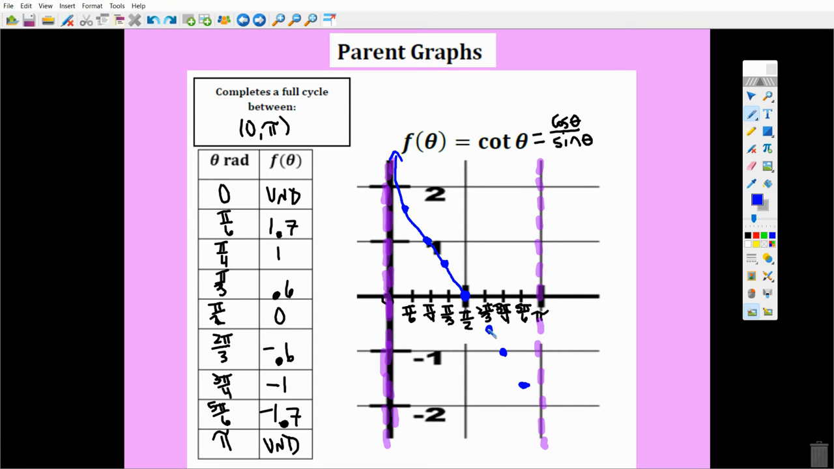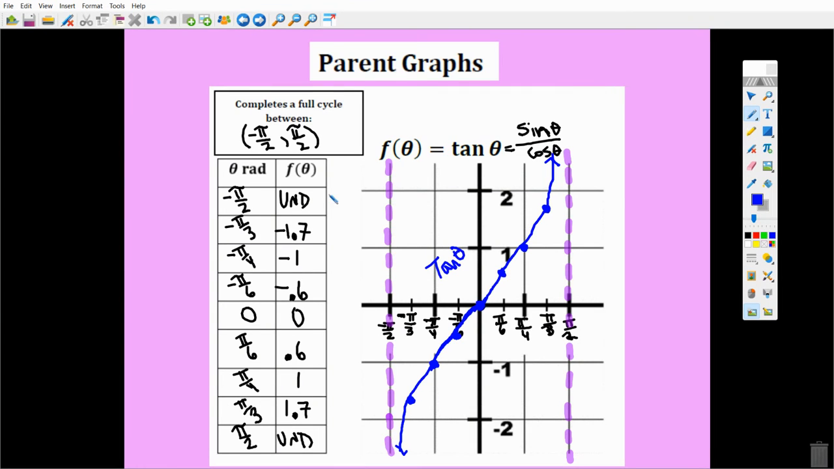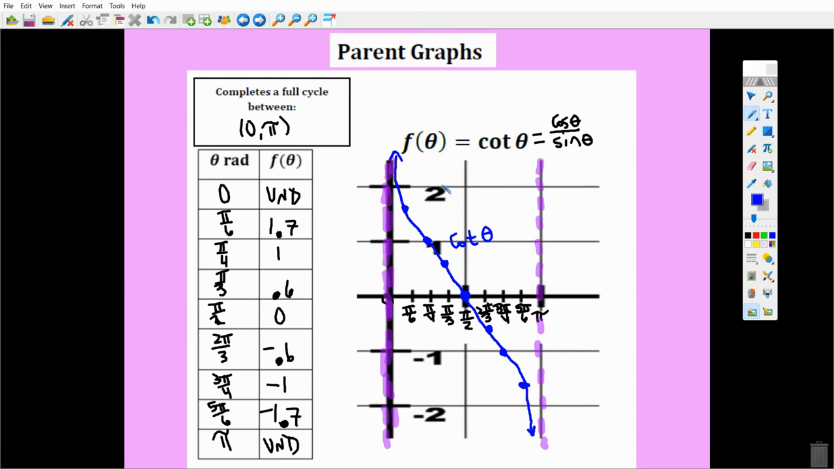Let me try that again. Let me see if I can just do it this way. It's the best I can do. So this is cotangent theta. It kind of goes, and then it kind of curves downward. So there is cotangent. It looks very similar to tangent, but because they are reciprocals of each other, you're going to have one going from bottom up, and then the other one going from top to bottom.